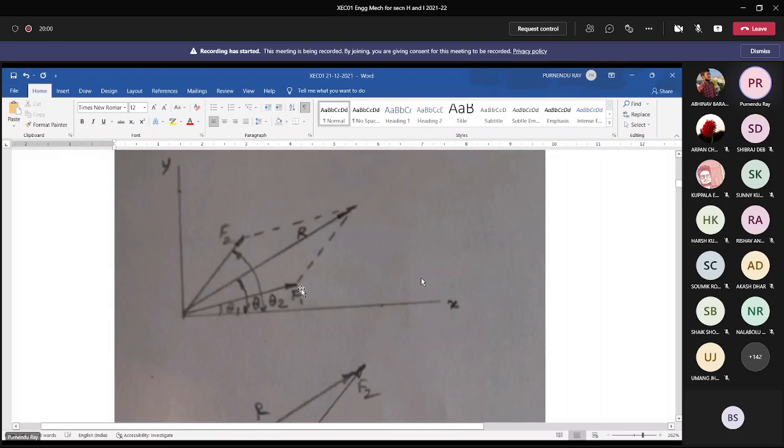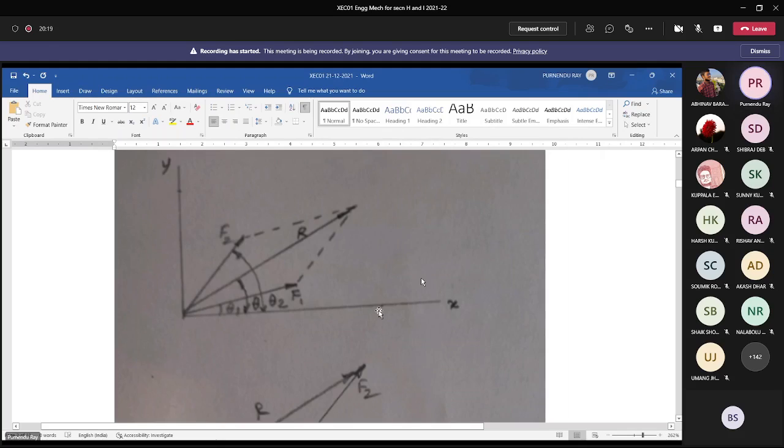Okay, so fx for force 1, fx for force 2, fx for force F3, etc. All such things. When you add all these things, we get the x component of the resultant R along this direction.